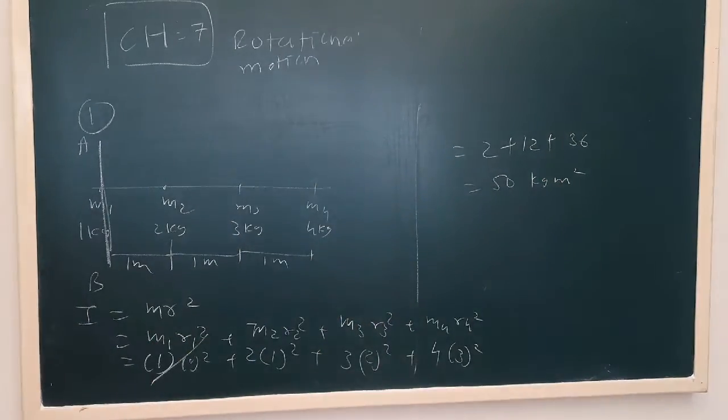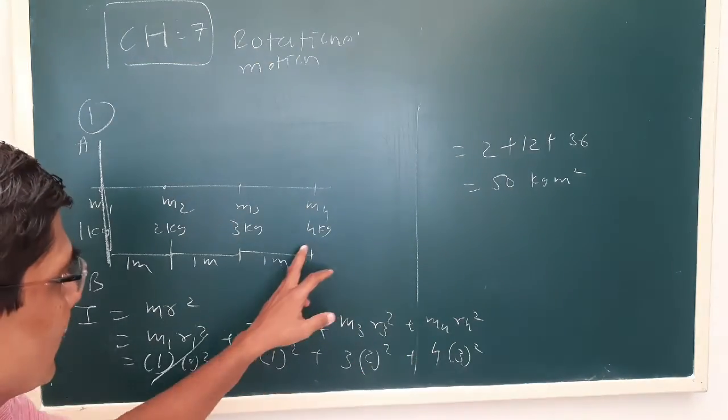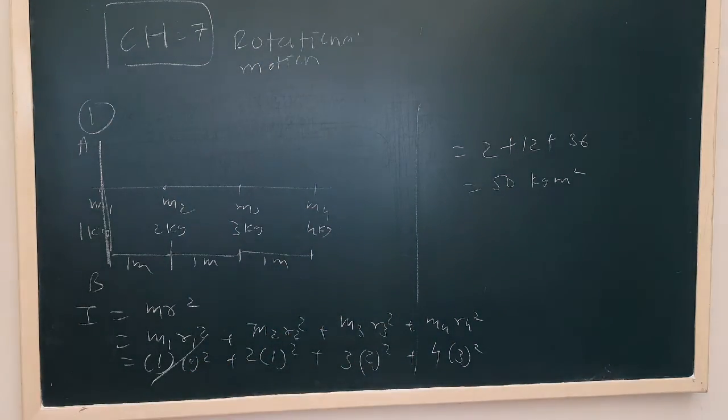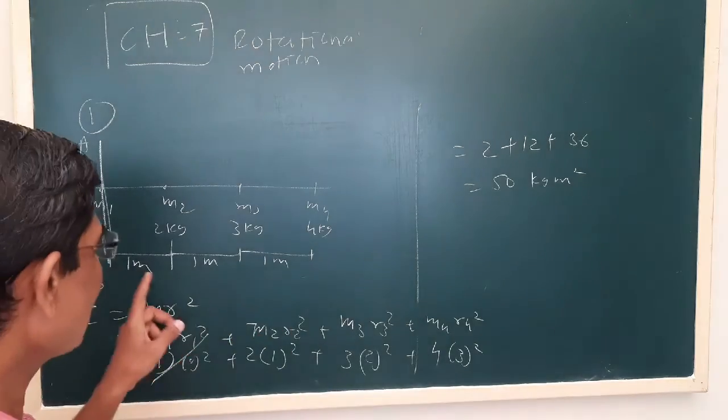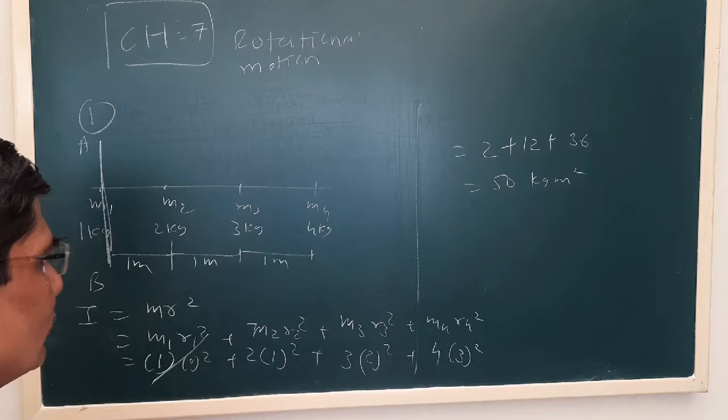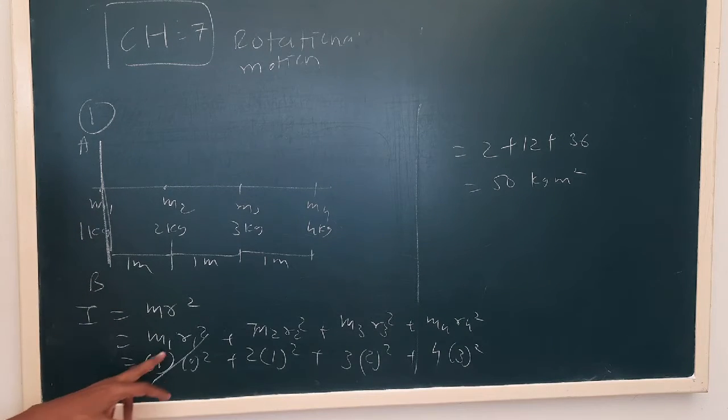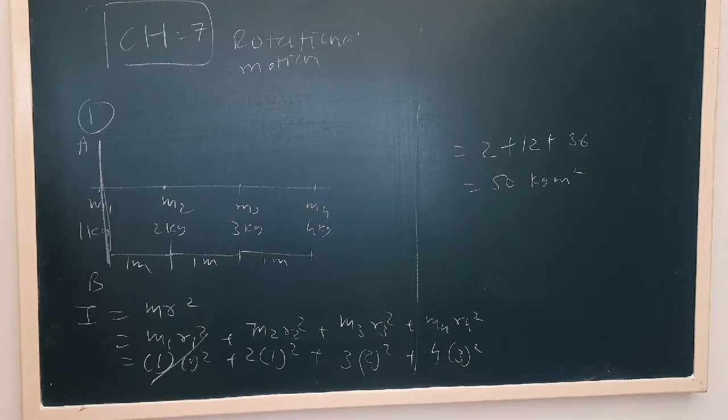Okay, so this is how we can calculate moment of inertia. Mass is 4 kg, the distance which we have taken is 1 meter. R4 we have taken 3 meter, R3 we have taken 2 meter, R2 will be 1. See, M1 R1 square will be 0. So this is how we can solve.